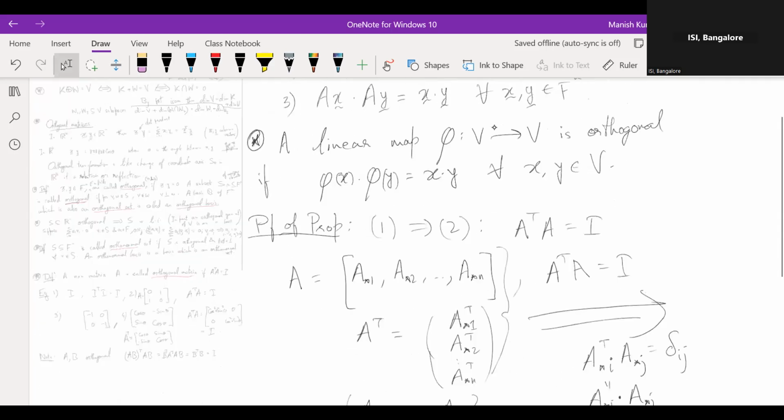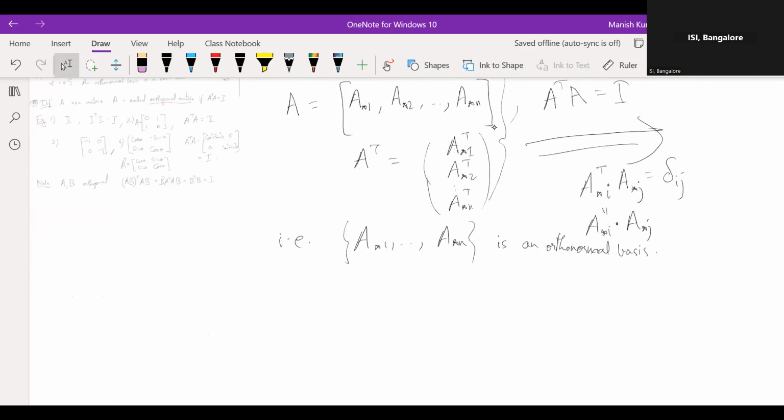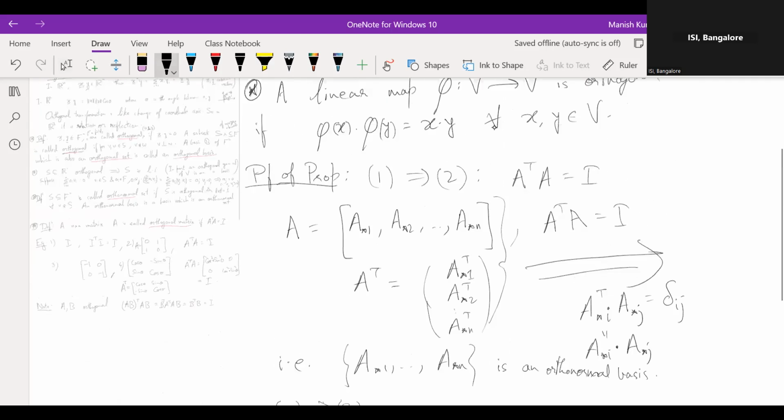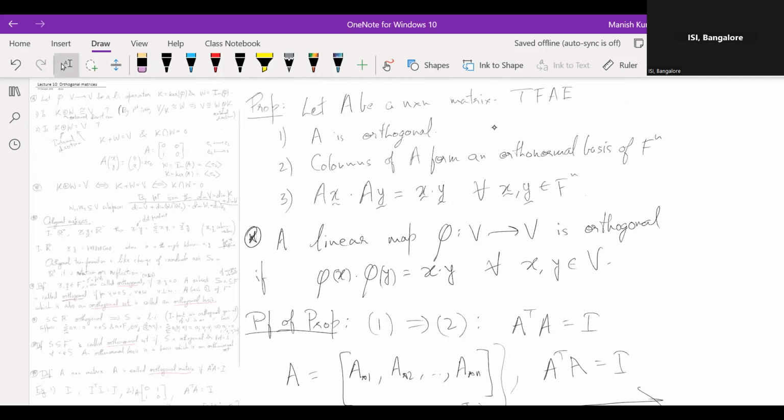Yeah, so maybe two implies one, two implies three, and then maybe we'll do three implies one. Okay. So yeah, two implies three.